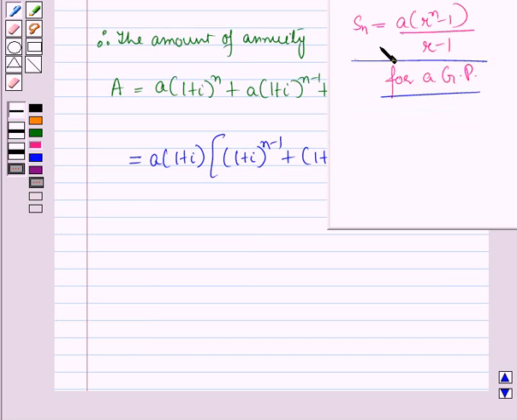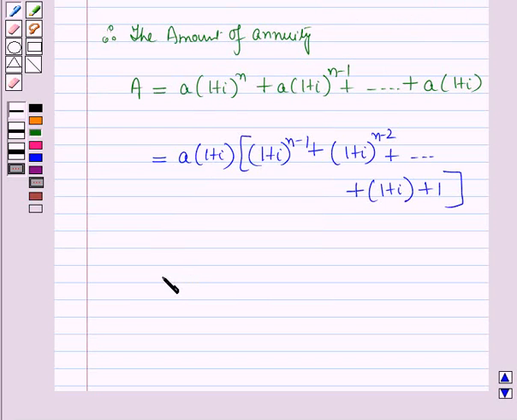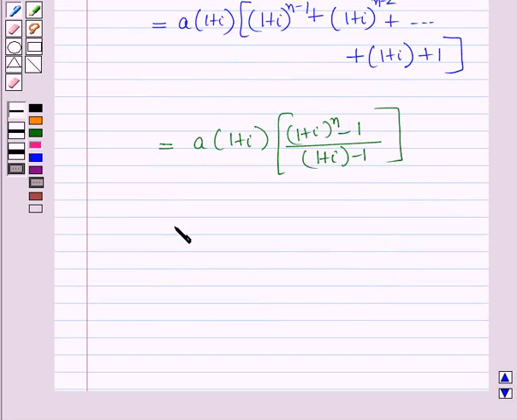Now in a geometric progression, the sum of n terms, Sn, is equal to a into (r raised to power n minus 1) whole upon r minus 1, where r is greater than 1. Now this is also a geometric progression, where r is equal to (1 plus i) and a is equal to 1. So by using this formula, this will be equal to a into (1 plus i) into [(1 plus i) whole raised to power n minus 1] whole upon [(1 plus i) minus 1], which is equal to a into (1 plus i) whole upon i into [(1 plus i) whole raised to power n minus 1].